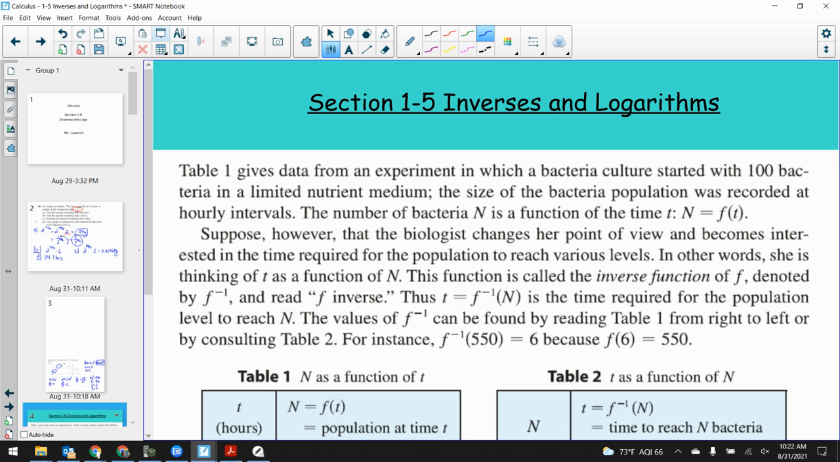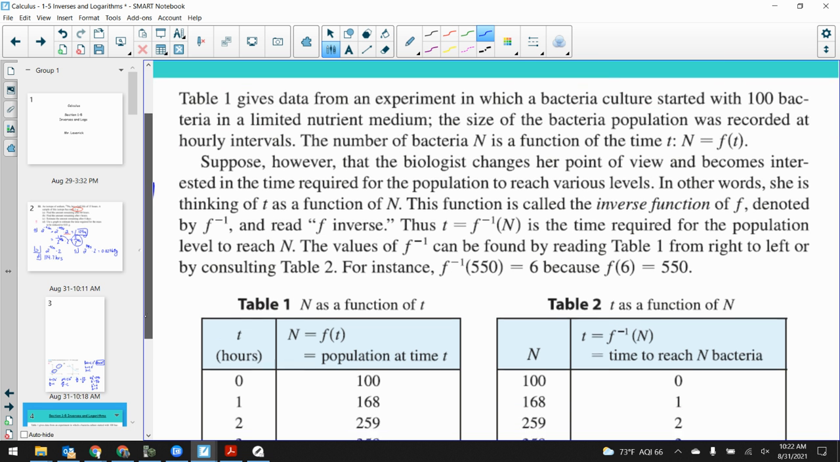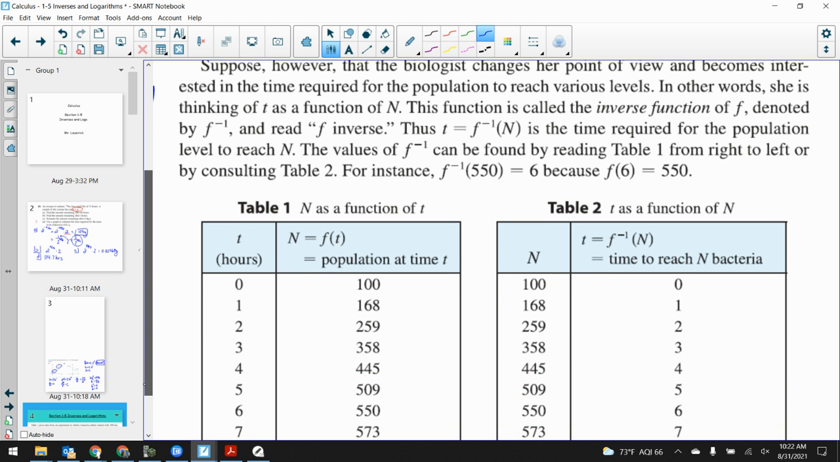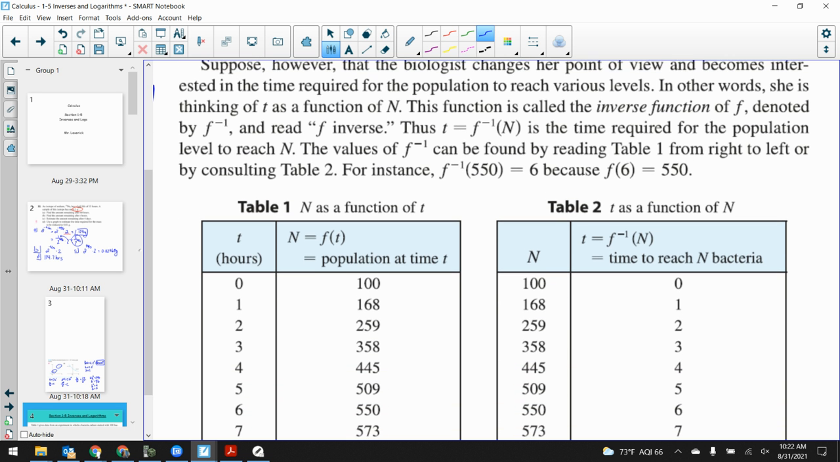Table 1 gives data from an experiment in which a bacteria culture started with 100 bacteria, and in a limited nutrient medium, the size of the bacteria population was recorded at hourly intervals. The number of bacteria n is a function of time, right? Time is my independent variable. I'm using that as my x value and saying, okay, as time changes, what is happening to my population?